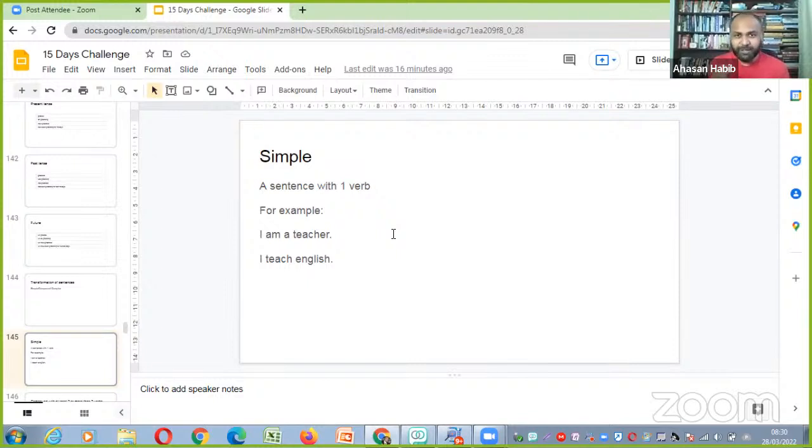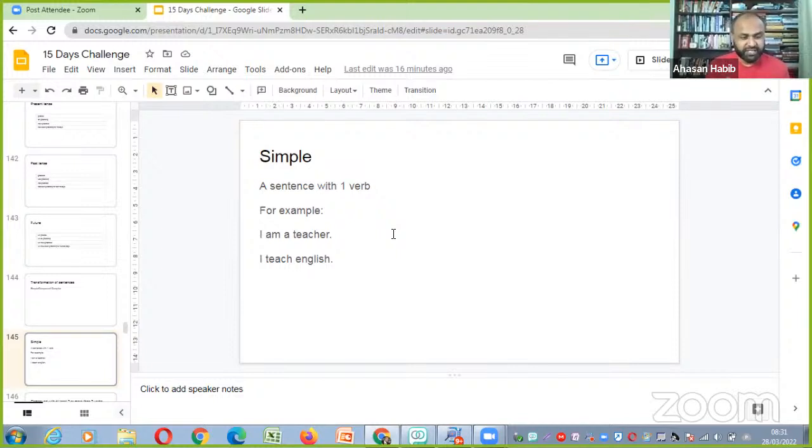By the way, simple is a sentence with one verb. Type in the chat box very quickly. Simple means a sentence with one verb. For example, I'm a teacher, I teach English. You are a student, you study at college or university. You are an employee, you work for a company, right? These are the simple sentences.